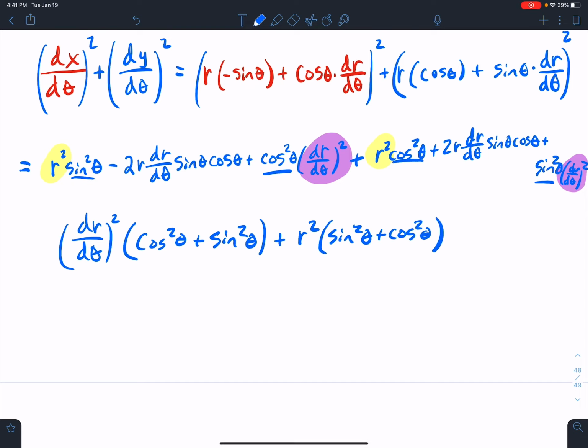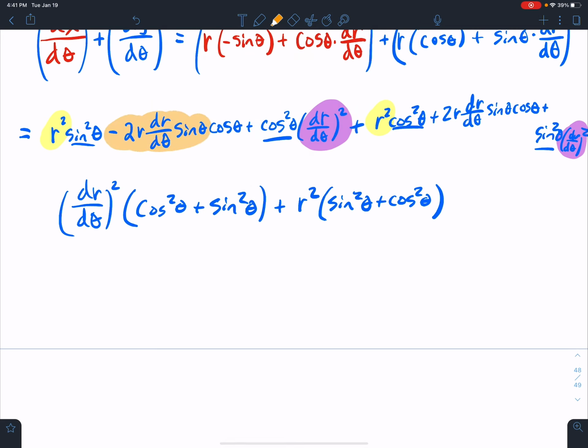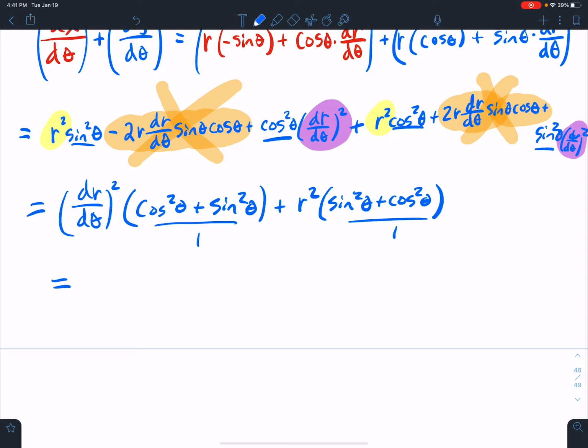Okay. And then what does that leave me? Well, that leaves me a negative 2r dr/d theta sine theta cosine theta and a positive 2r dr/d theta sine theta cosine theta. So those cancel each other. They just go away. Okay? So now what do I know? I know this is 1 and this is 1. So this simplifies to (dr/d theta) squared plus r squared. Pretty simple, right? Pretty amazing.